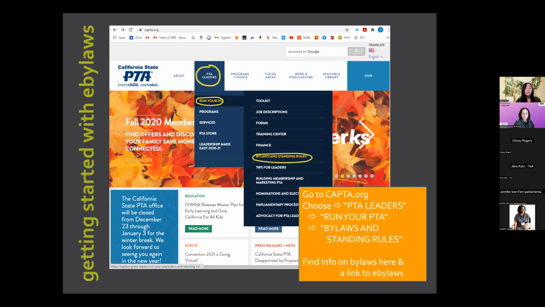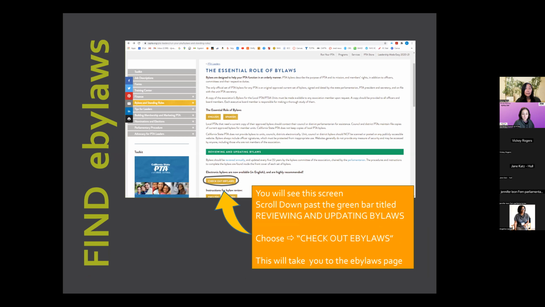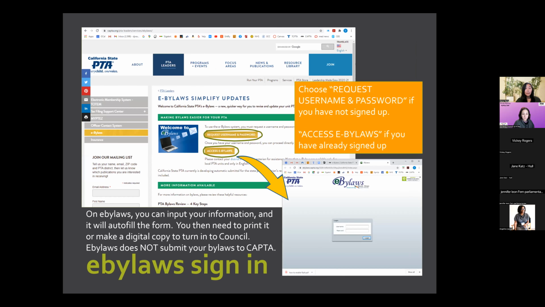On the CAPTA website, you'll go to PTA leaders, run your PTA, and then click on bylaws and standing rules. It will open up this page and you'll see the thing that says check out e-bylaws. You'll click there. You have to have a password and a login in order to go in there to look at it. You can look at it whether you are updating your bylaws or not, but you need to choose request a username and password if you haven't signed up, and they'll send you something. If you already have a PIN, you can go to access e-bylaws and it'll take you to this screen where you can log in.